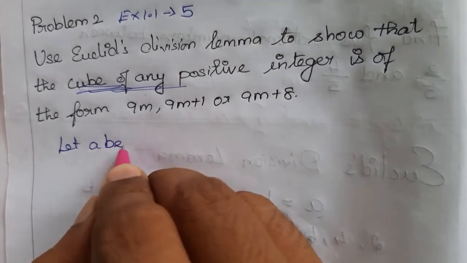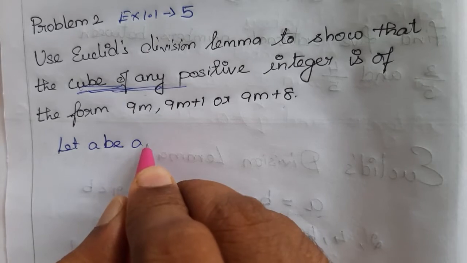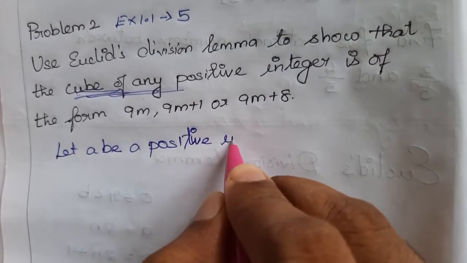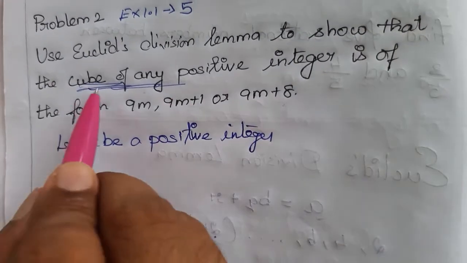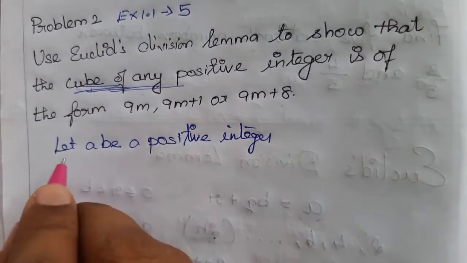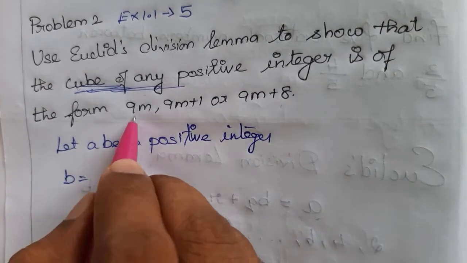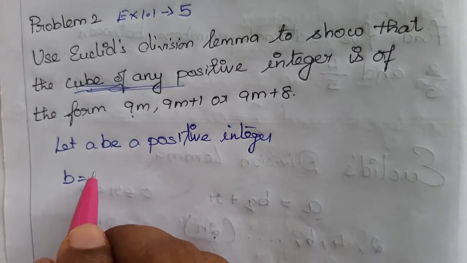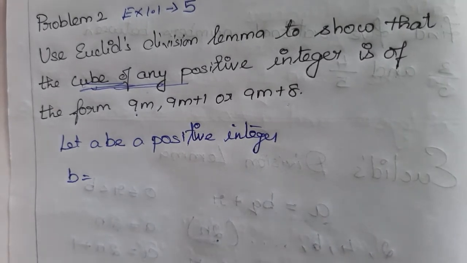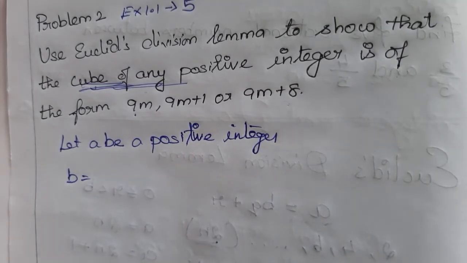Let a be a positive integer. Then we can find the cube of this positive integer, right? Then what about b? Here it's 9. If you apply b equal to 9, r will take values from 0 to 8, totally 9 cases. It will go a little longer.